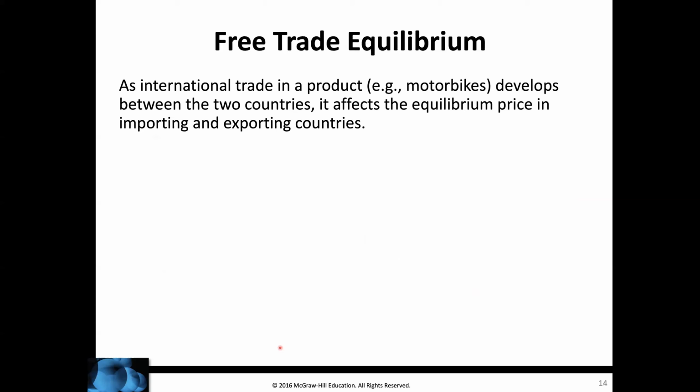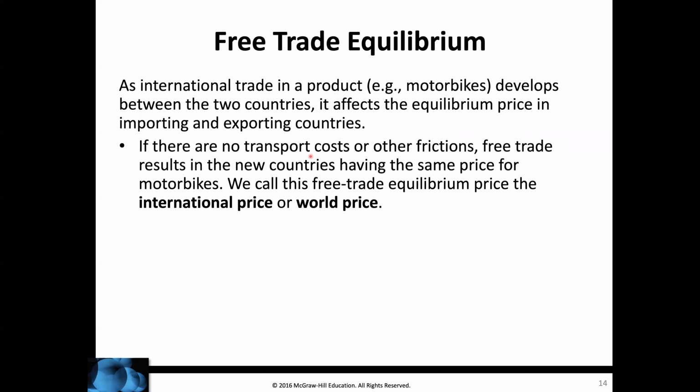So now let's talk about free trade equilibrium. As international trade in a product, and in our example we're looking at motorbikes, develops between these two countries, it affects the equilibrium price in importing and exporting countries. So if there are no transport costs or other frictions, which obviously is not the real world, but to understand this theory, we'll assume no transport costs or other frictions.